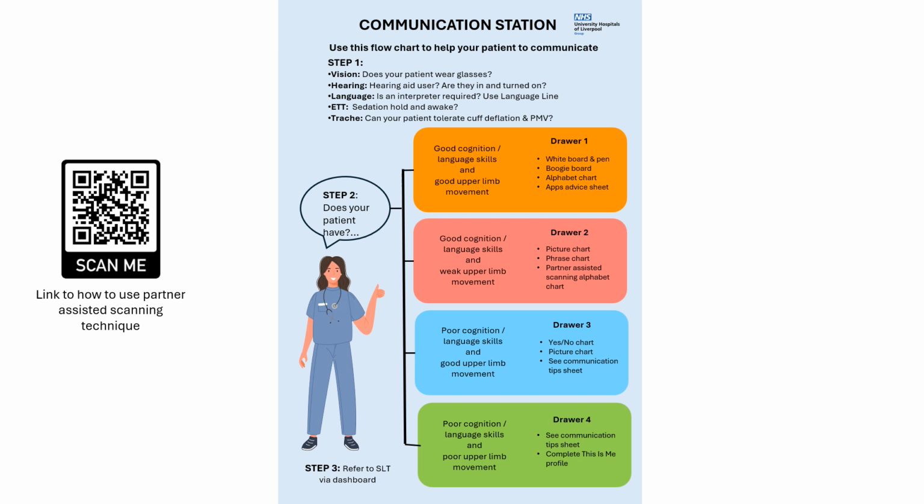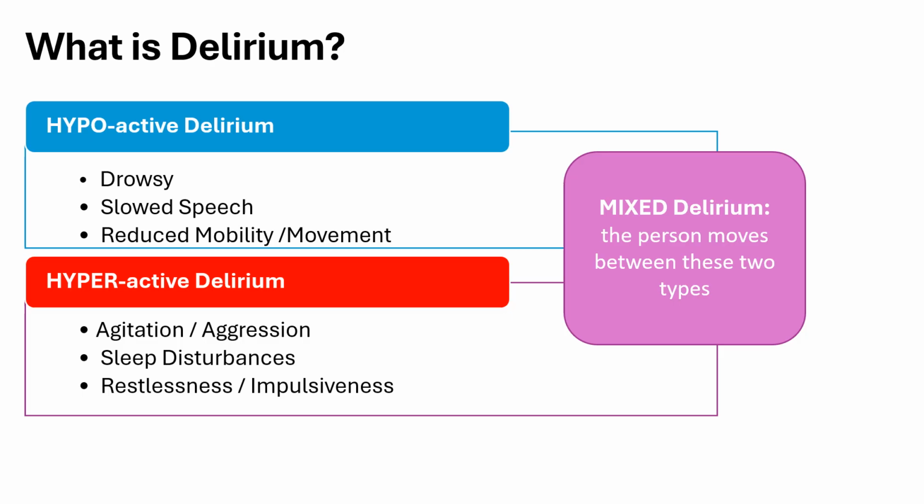Step 3. Refer to SLT on dashboard. We can chat to you about what has worked so far and offer any specialist advice or support. The SLTs and ITU therapy assistant will be ensuring the trolley is kept stocked. Please return any resources to the trolley so we can clean them and put them back in the drawers.